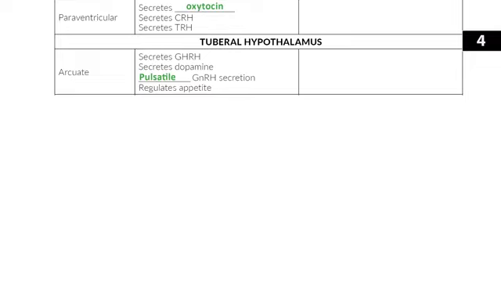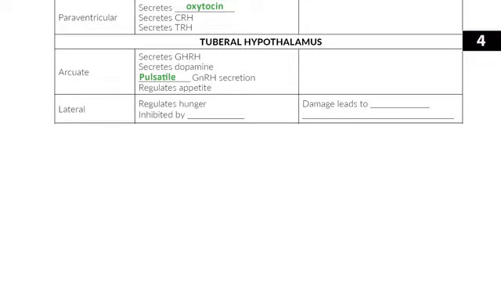And then the arcuate nucleus also helps to regulate the appetite, which is sort of a common theme of all of these tuberal nuclei. The lateral nucleus regulates and stimulates hunger. So stimulation of the lateral nucleus makes you hungry. And there's an important hormone called leptin that produces satiety. So the lateral nucleus is inhibited by leptin. And if you damage the lateral nucleus, you won't get hungry, which leads to anorexia or loss of appetite and weight loss.